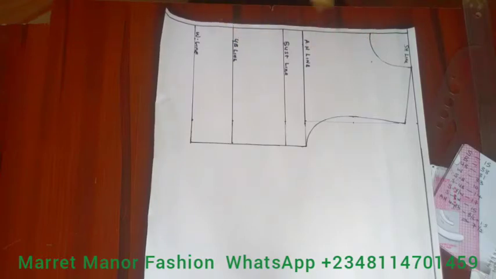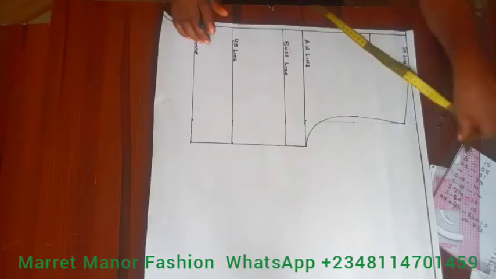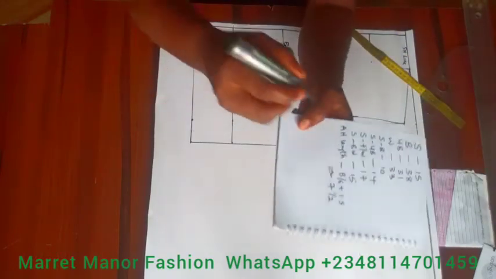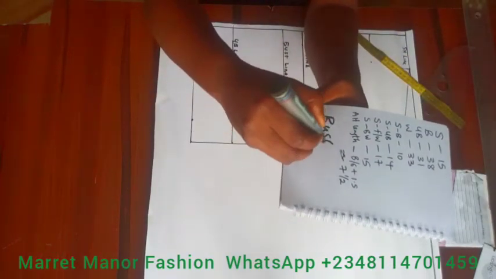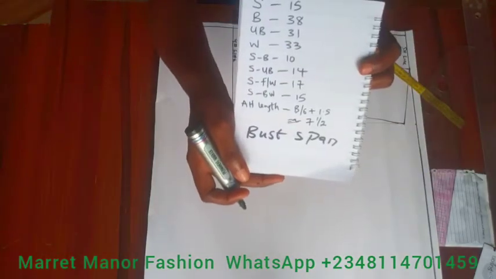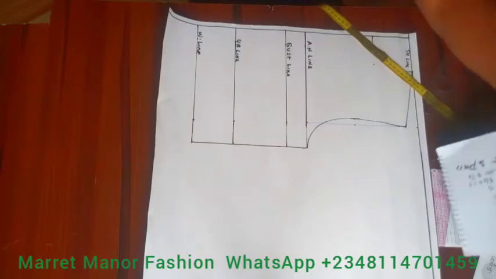So to do that, what would you do first? Your bust measurement, the bust circumference, you are going to divide by 10. Dividing mine by 10 is 3.8. That's my bust span here.